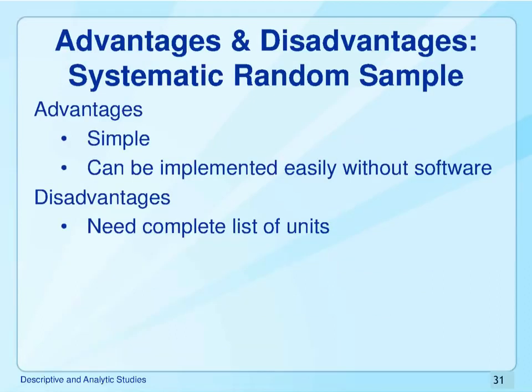Now, the systematic random sample is simple and it's easy to use without advanced computer software, but just as with the simple random sample, you do need a complete list of all the members of the population for inclusion, otherwise you can't use this approach.